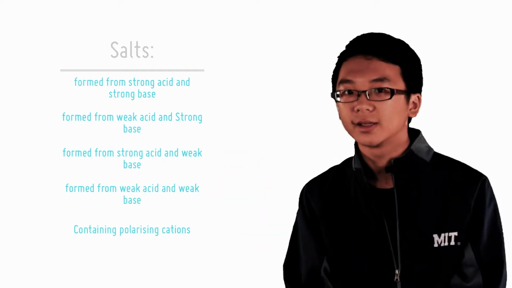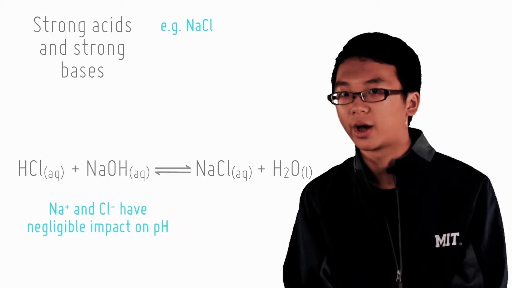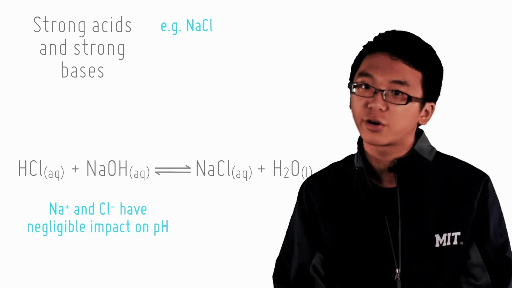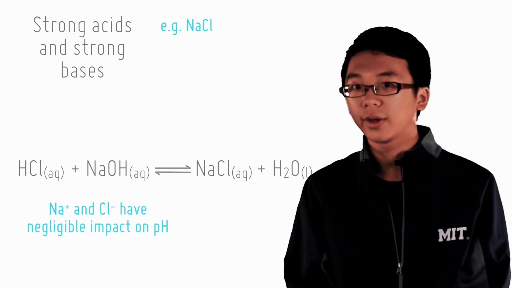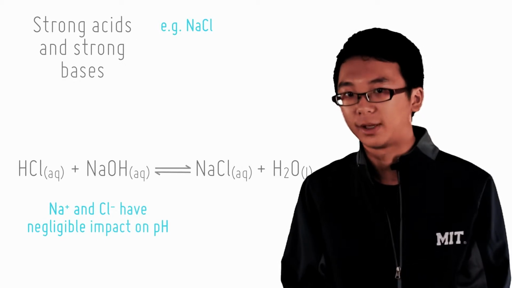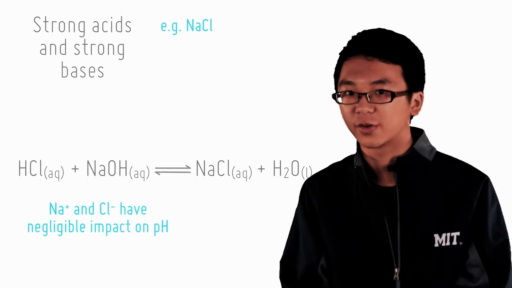First, salts that are formed from strong acids and strong alkalis are neutral. That means for salts like NaCl formed from hydrochloric acid and sodium hydroxide, they will react with each other in water to give a solution that has negligible impact on pH, assuming equal molar ratios, of course.